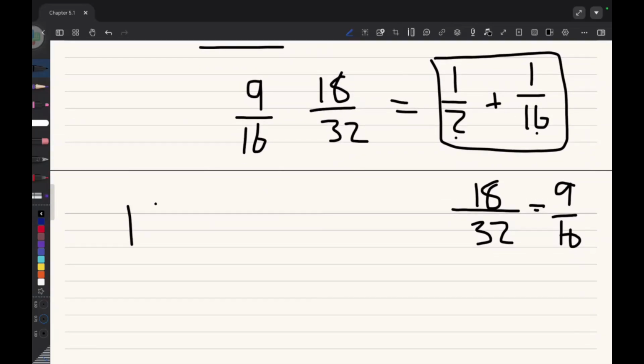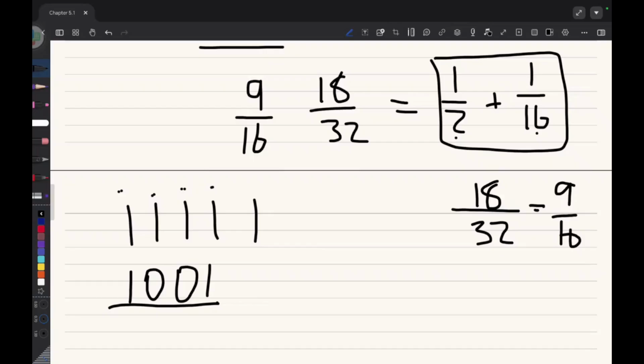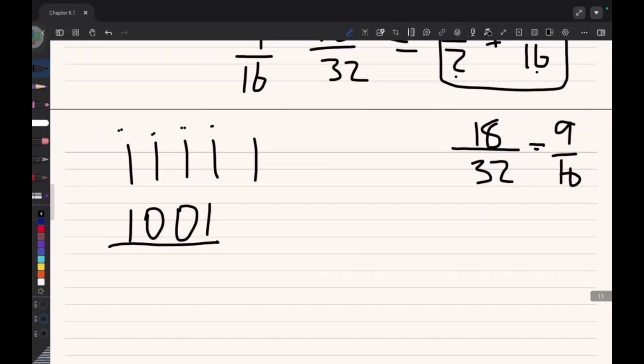Now let's convert these numbers. It's 2, 4, 8, 16. So we have our 1, 0, 0, 1 as our 9/16. Then our radix point is going to be here. And at this part we have a 0, obviously.